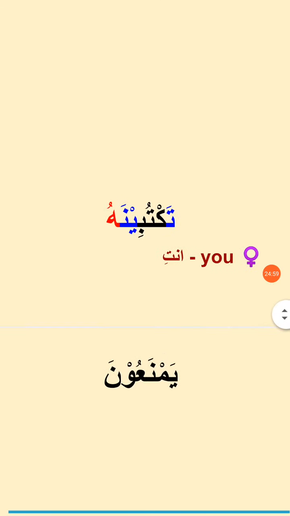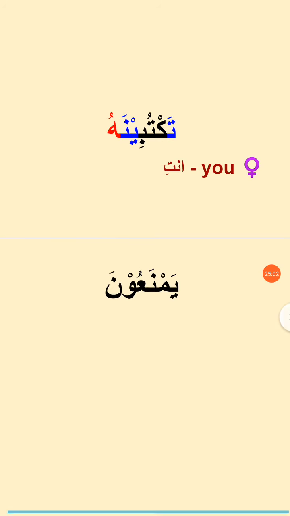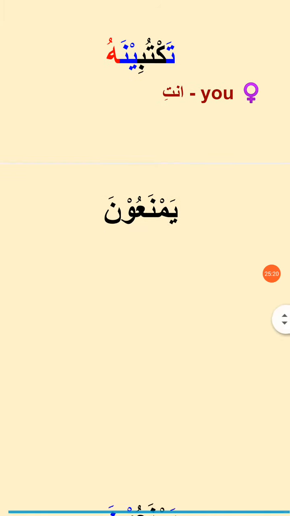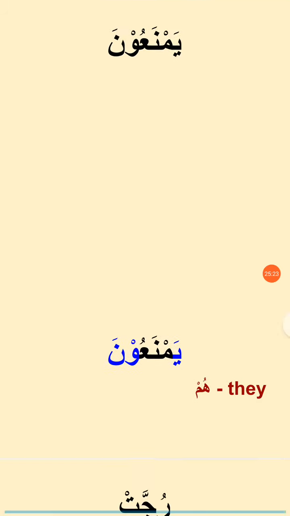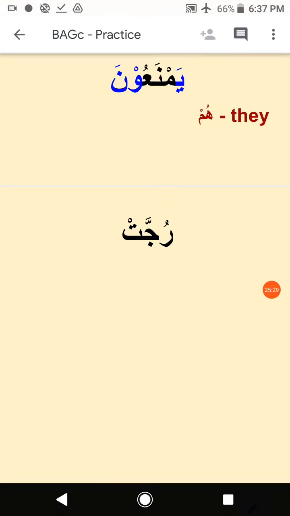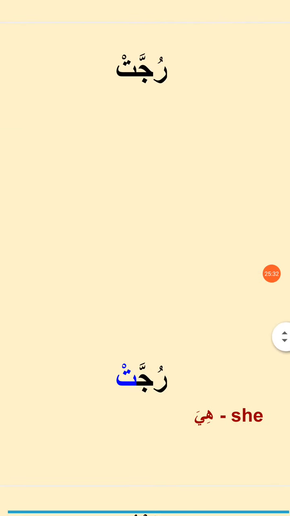All right, next we have yamnauna. Pause the screen and tell me, this one is quite easy actually. I hope that you said that this is hum, because the first add-on is ya, the second add-on is una, and our root letters are here right in the middle. So this is for whom. Then rujat. This is quite easy. This is for hiya. Why? Because the suffix of ta is having a sukoon on it. Rujat is hiya.